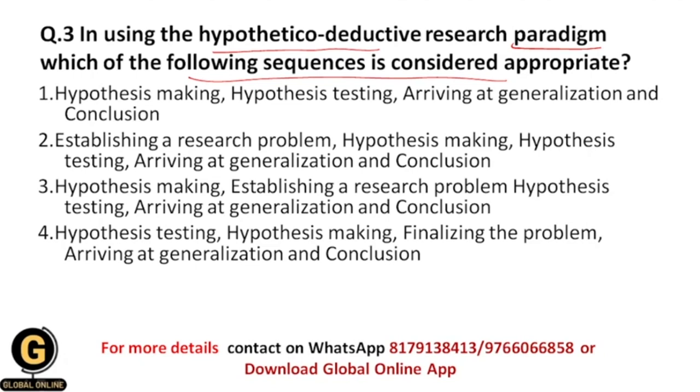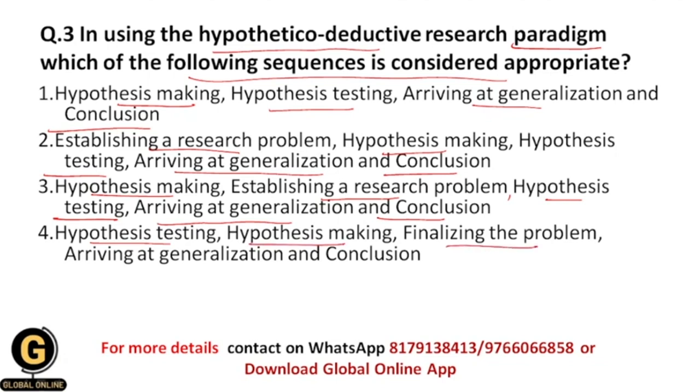Okay, those are the research steps. So what are the sequences of these research steps? First is hypothesis making, hypothesis testing, arriving at generalization and conclusion. Second, establishing a research problem, hypothesis making, hypothesis testing, arriving at generalization and conclusion. Third, hypothesis making, establishing a research problem, then hypothesis testing, then arriving at generalization and conclusion. Fourth, hypothesis testing, hypothesis making, finalizing the problem, arriving at generalization and conclusion.